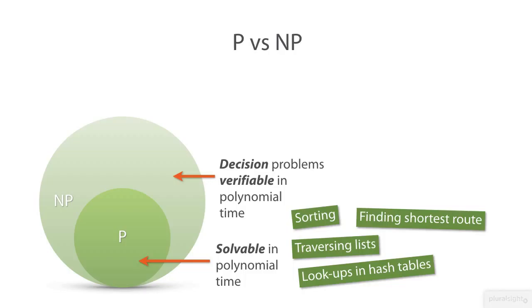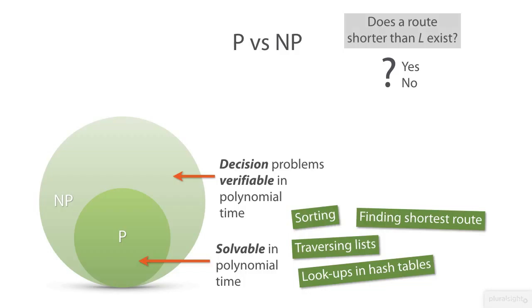A decision problem is a problem where the solution is either an answer of yes or no. An example could be the problem of answering the question, does a route shorter than some length L exist in a given graph? Here the solution is clearly either yes or no. If the question instead had been, what is the shortest route?